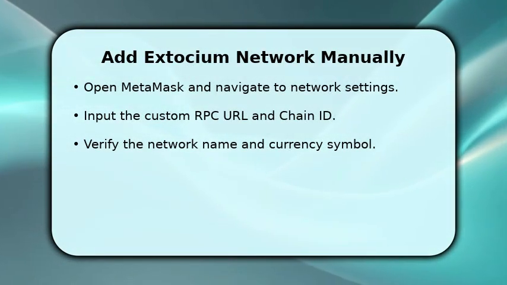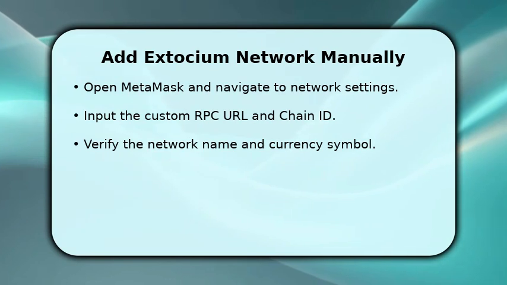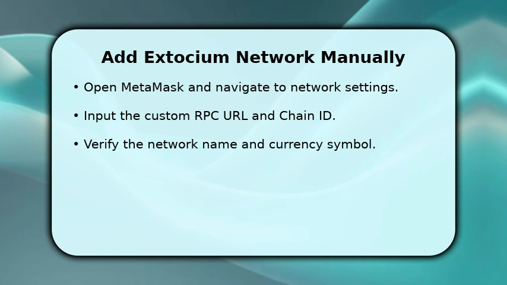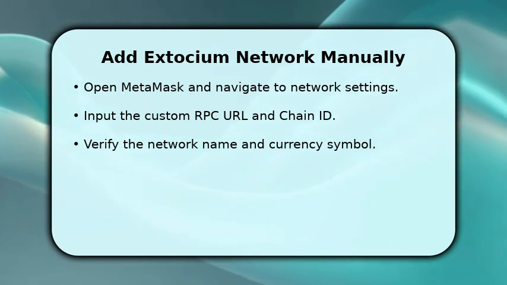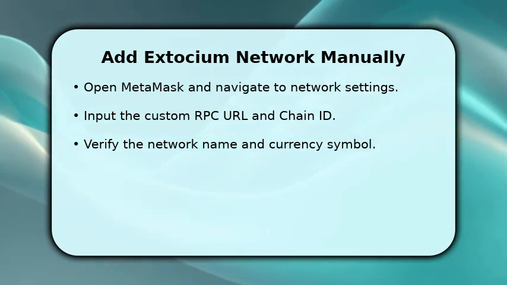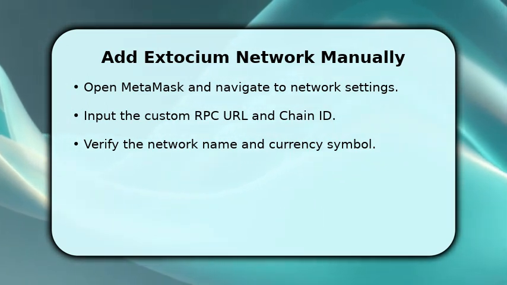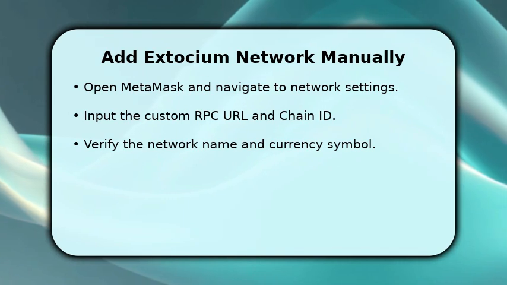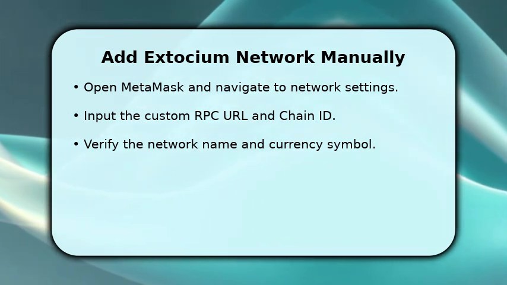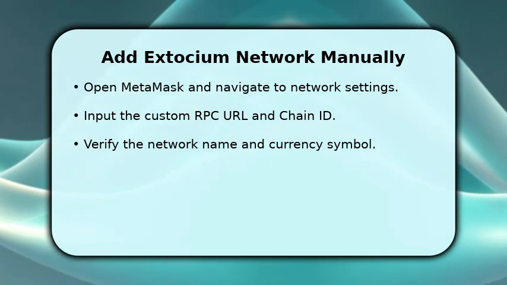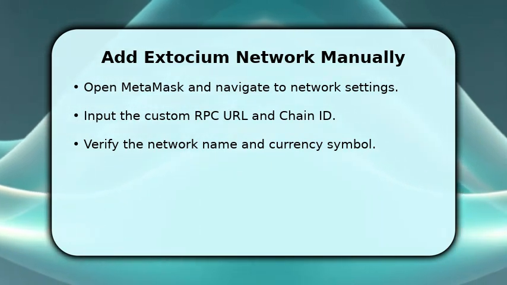To add the Etherscan network, open MetaMask and click the Network drop-down at the top. Select Add Network and then Custom Network. Here, you will enter the network name, new RPC URL, chain ID, currency symbol, and Block Explorer URL. Double-check each field for accuracy. For example, the chain ID will be a specific number, not text. This ensures your wallet can properly interact with the Etherscan blockchain.